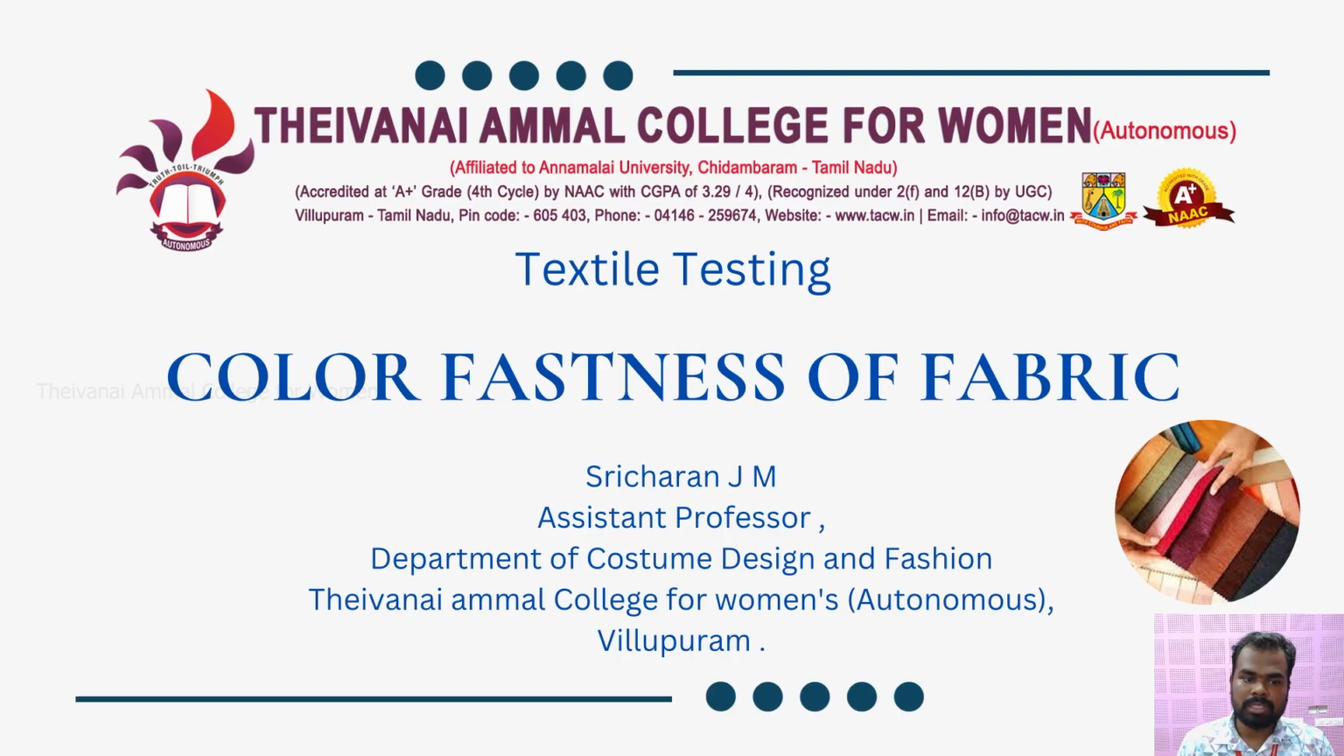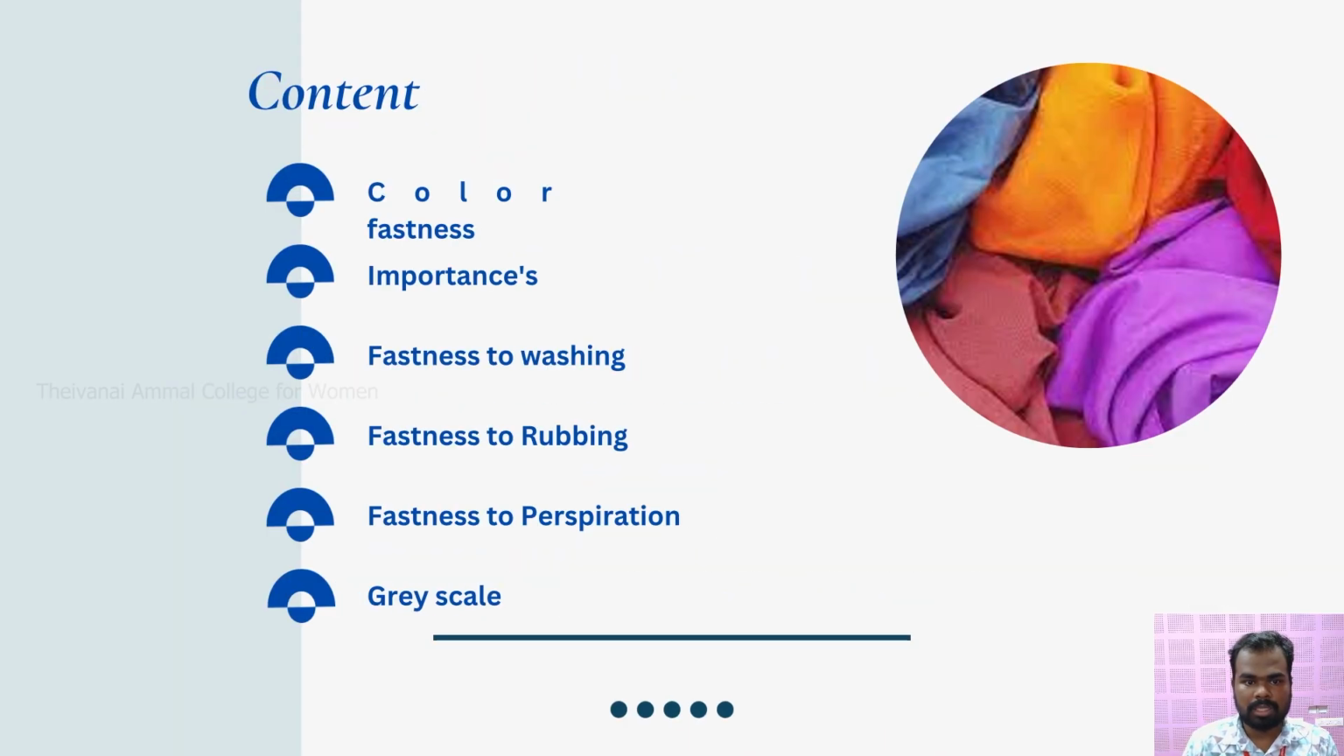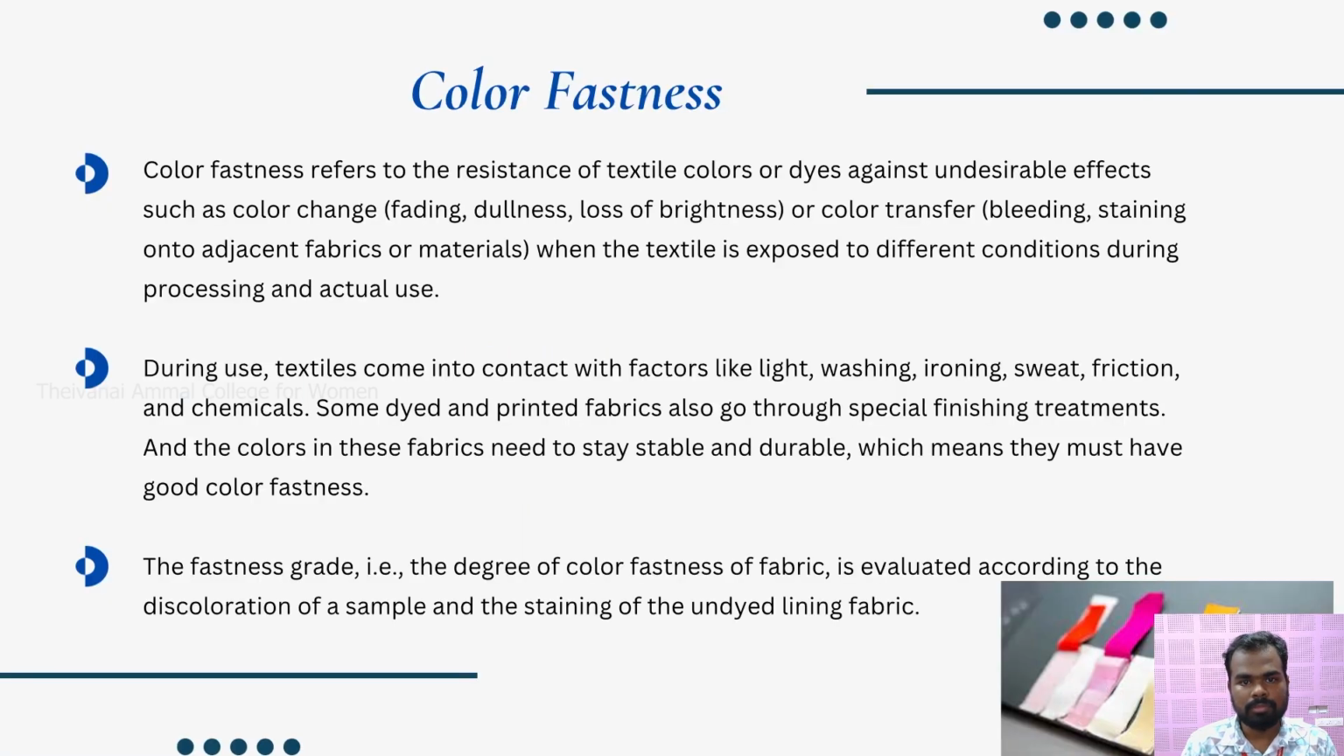So today we are going to see about textile testing. In that, we'll see the color fastness of fabrics, how it reacts with the fabrics, and the testing procedures. So these are the contents: what is color fastness, its importance, fastness to washing, rubbing fastness, fastness to perspiration, and what about the grayscale.